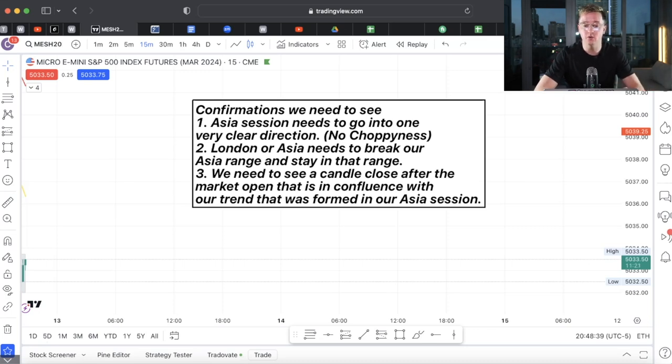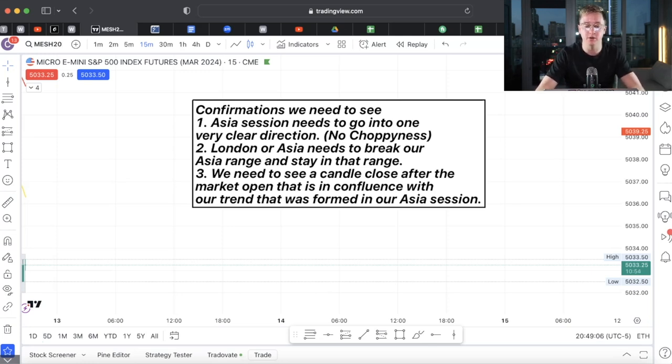Second, the London session needs to break our Asia range and stay out of that range. So I want to see the high of the Asia range be broken and for price to continue to go higher gradually. Or I want to see price break the Asia low and continue to go lower and lower gradually. I don't want to see very big moves during the Asia or the London session. I want to see the big moves happen at the market open.